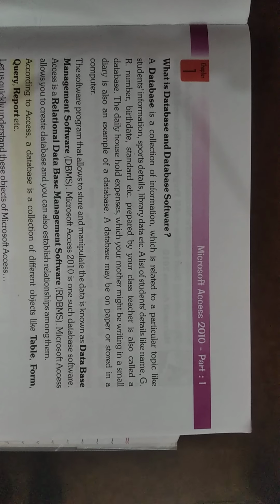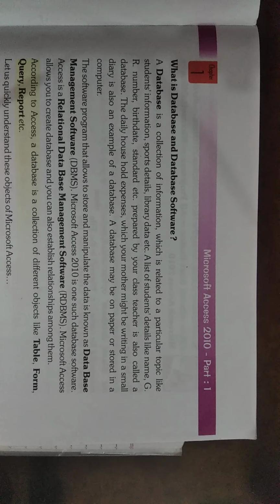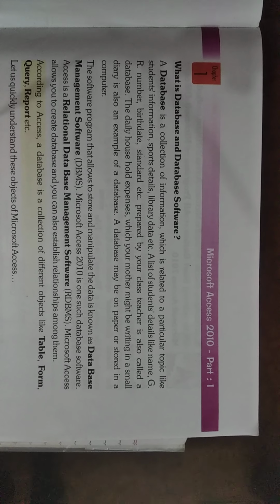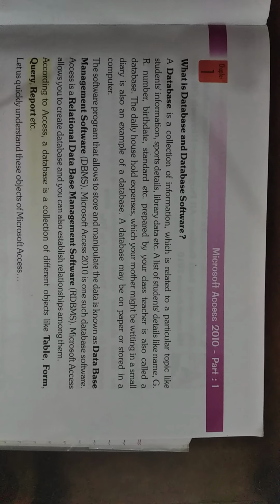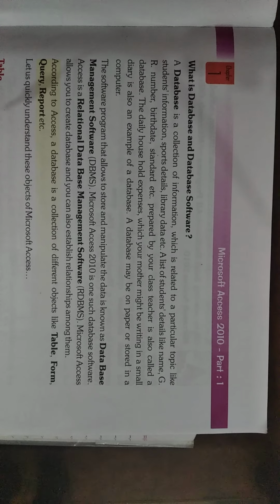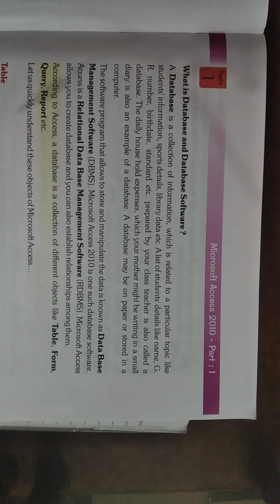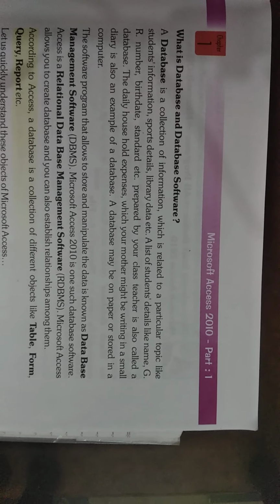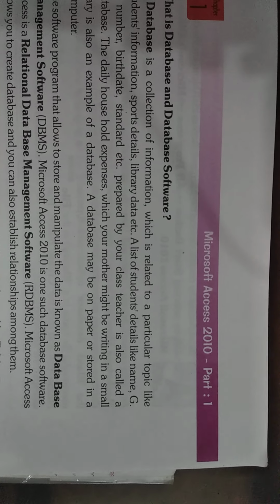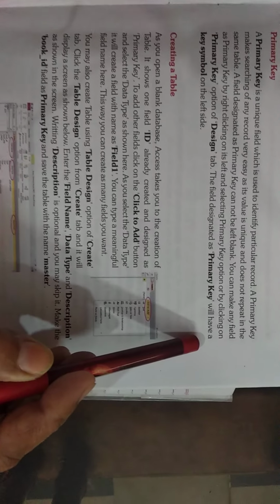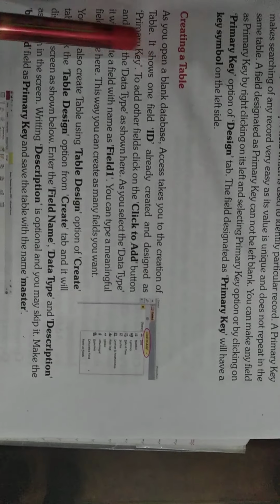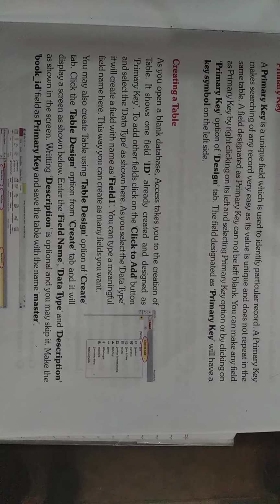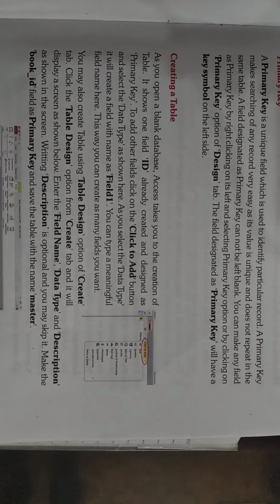Okay. We have already done chapter 3 in Computers, Introduction to World Wide Web. And we have already started chapter 1, Microsoft Access 2010 part 1, that you can see here. Okay. And we have done till primary key. And today we will start from here, creating a table. Today we will learn how we will create a table in MS Access.